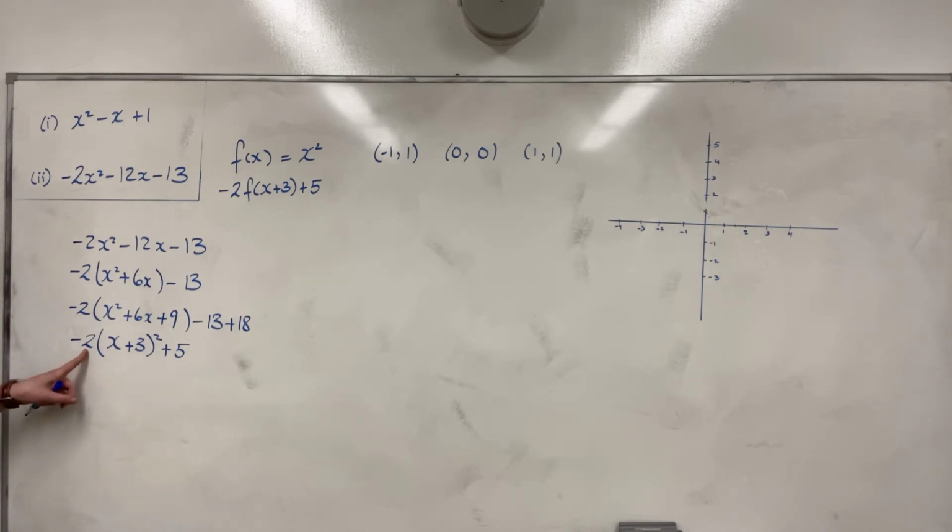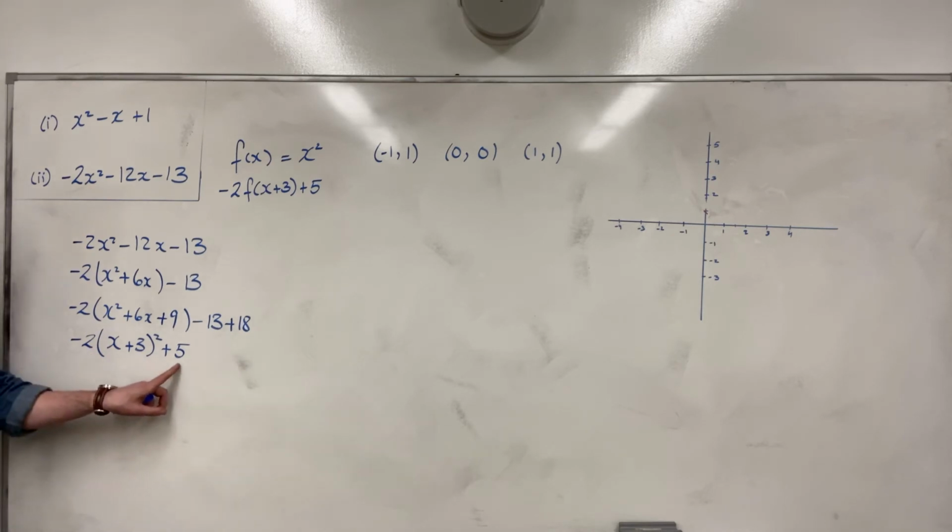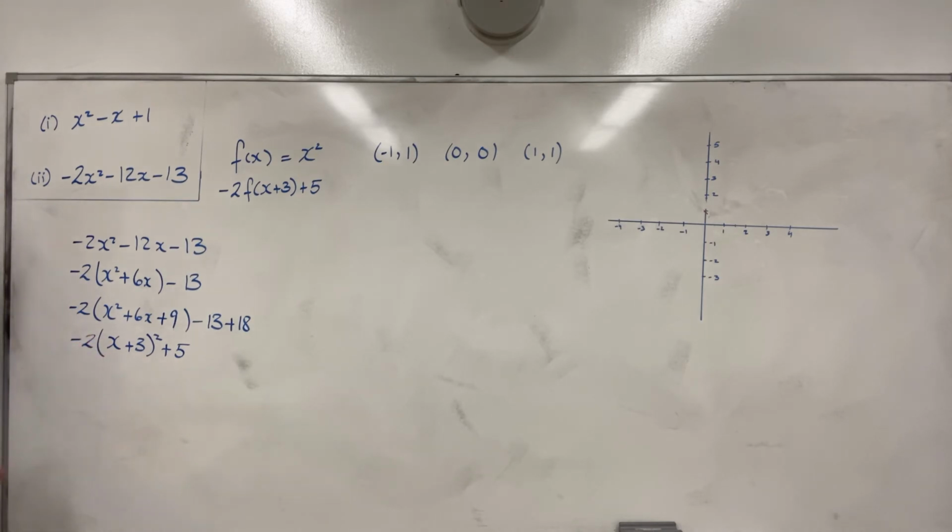This 2 is going to dilate it. Sorry, pardon me, it's going to be stretched vertically by this 2. So far, it has been translated to the left, reflected about the x-axis, and stretched vertically. This plus 5 also means that it has been translated vertically upwards 5 units. So essentially 4 things have happened.